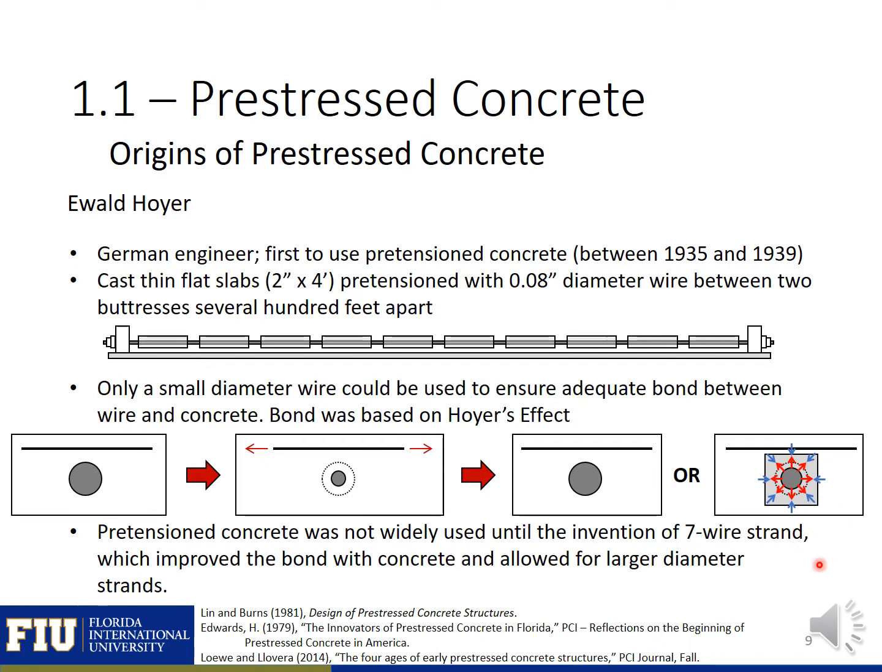Pre-tensioned concrete really wasn't widely used until the invention of 7-wire strands, where you take 7 of these wires and put them together to form one strand.